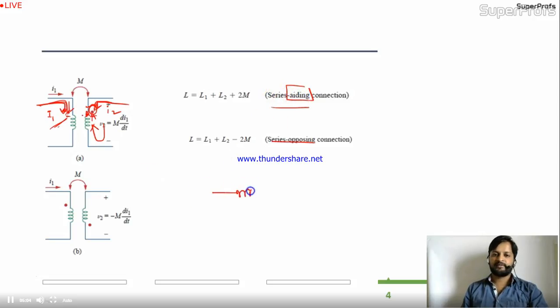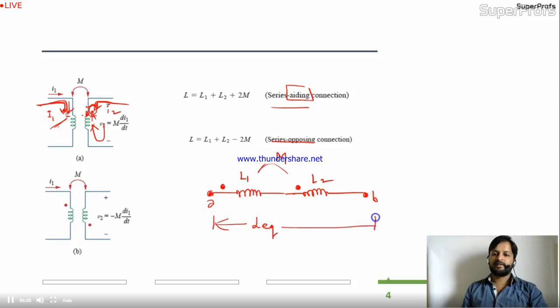See, I'll show you here. If this is L1 and this is L2, the dot is given over here like this. The mutual inductance between them is M. Between the two points A and B you have to find L equivalent. What does L equivalent mean? If the mutual inductance is not given, simply you will write L equivalent is L1 plus L2, because inductors connected in series are simply added like resistance.